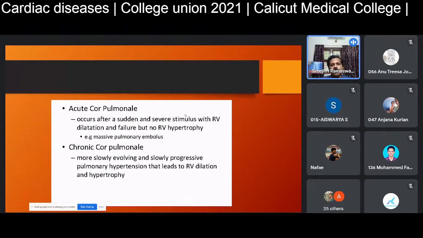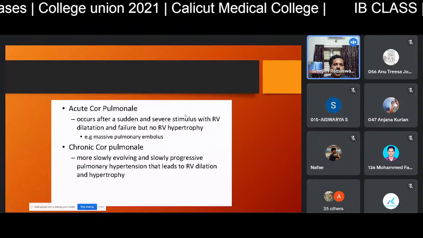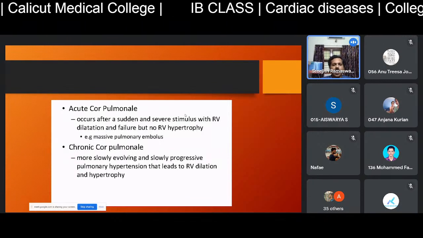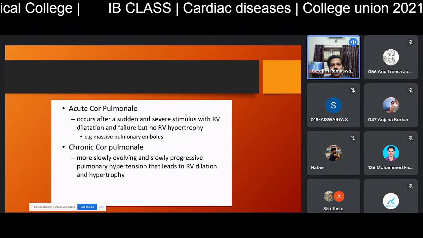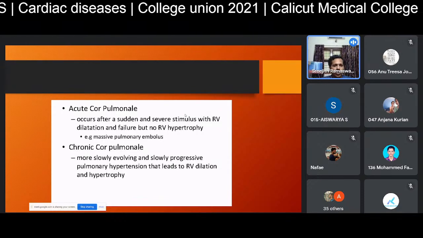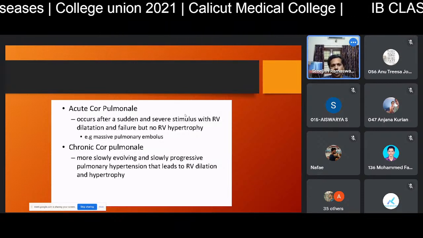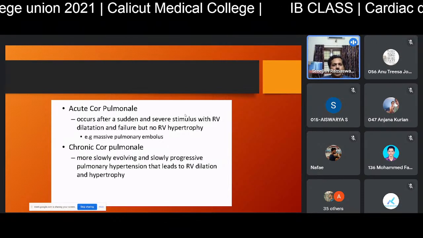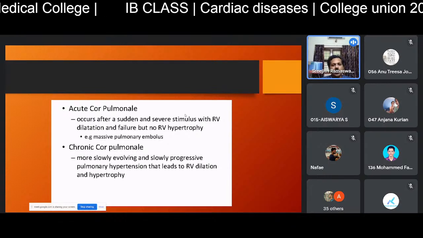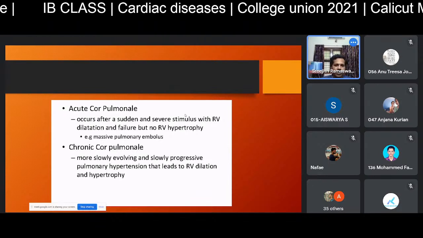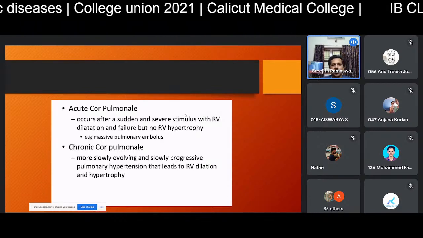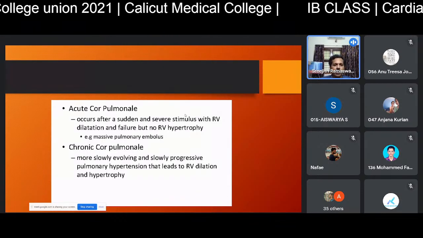Acute means it occurs after a sudden and severe stimulus. For example, a massive pulmonary embolus comes and occludes, and this results in sudden RA-RV strain. There is no RV hypertrophy; there is no time for hypertrophy. So it goes into a right ventricular failure. This is called acute cor pulmonale. While chronic cor pulmonale is slowly evolving pulmonary hypertension that leads to right ventricular dilatation and hypertrophy. So that is the difference between acute and chronic cor pulmonale. If someone asks what is the cause for acute cor pulmonale, the answer is a massive pulmonary embolism.